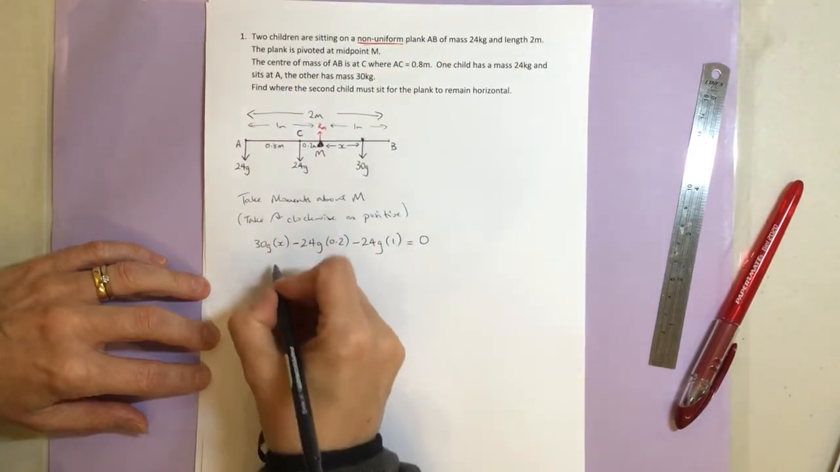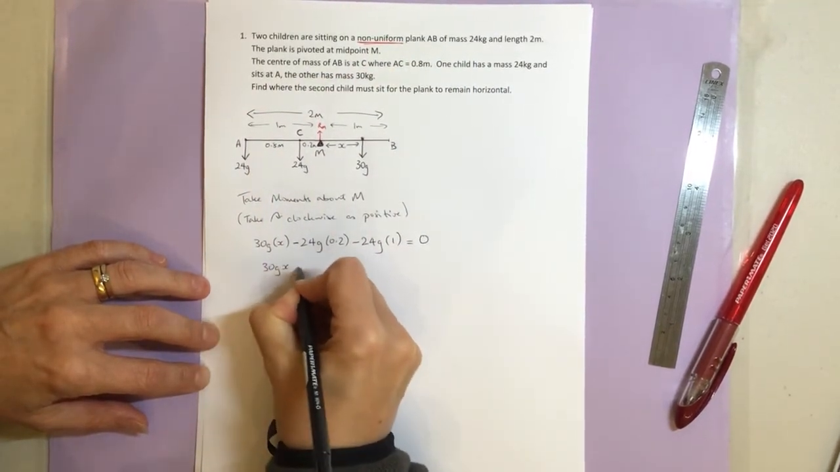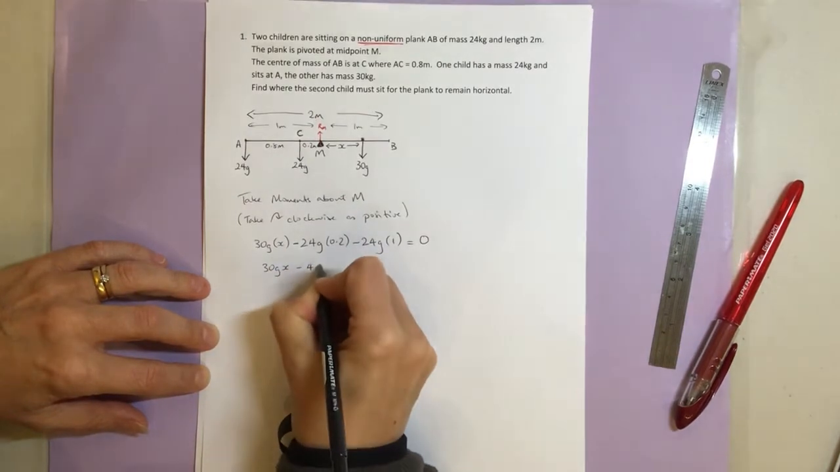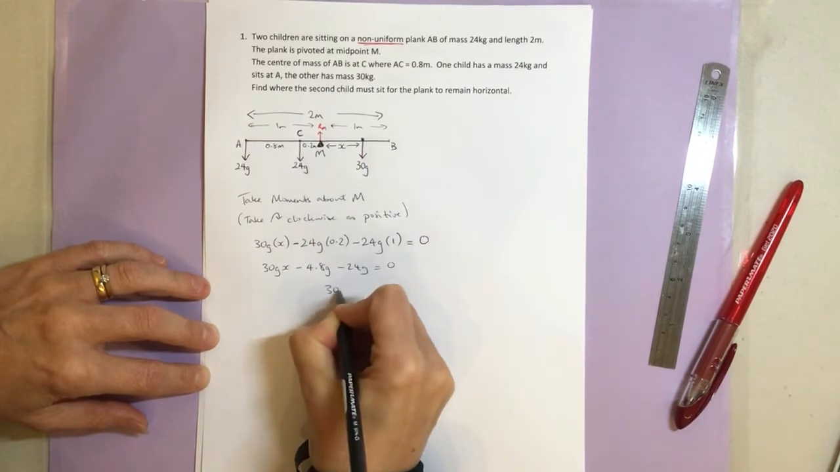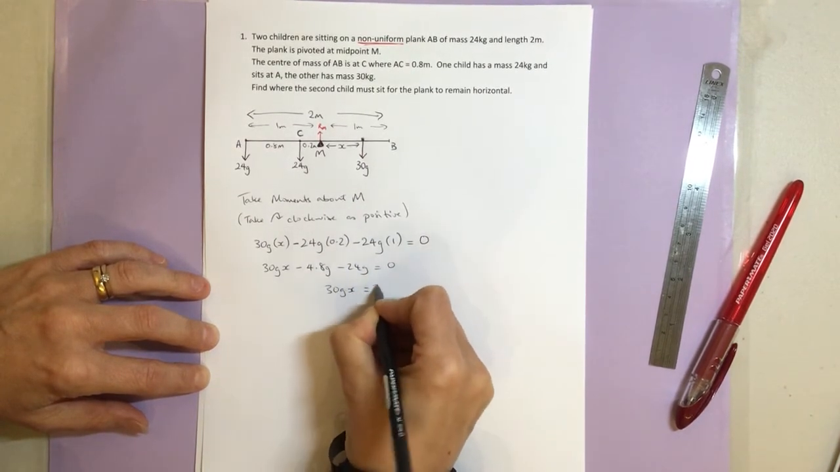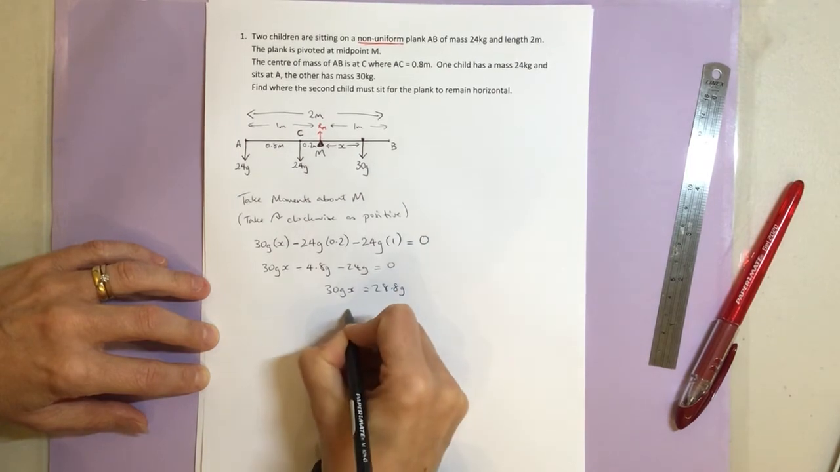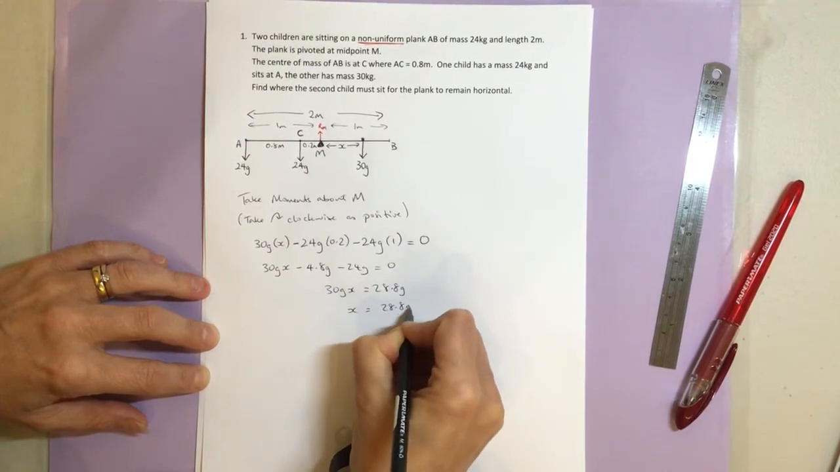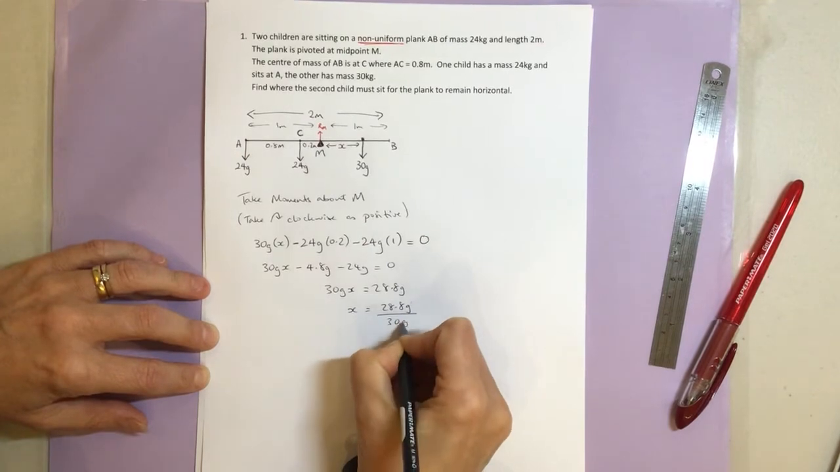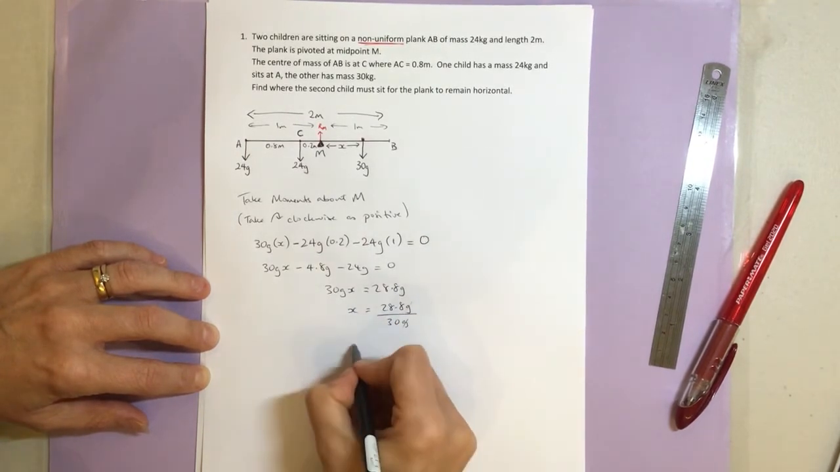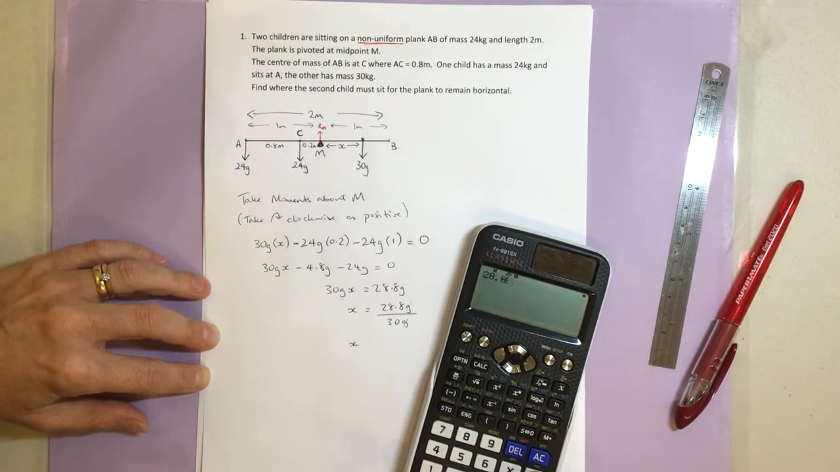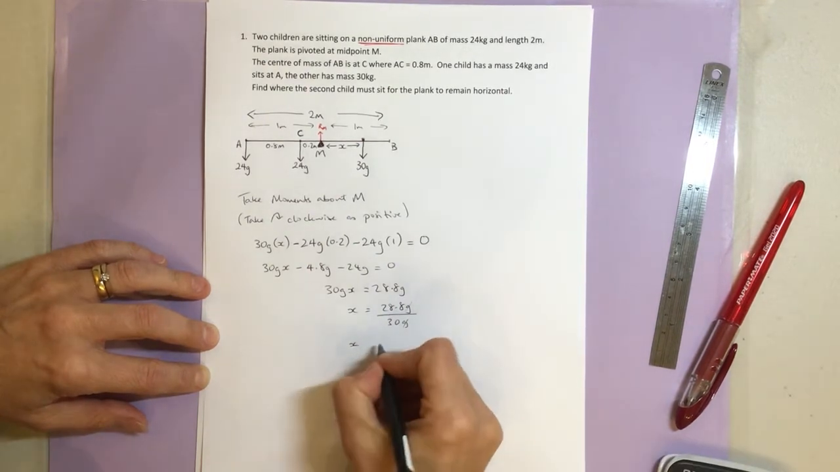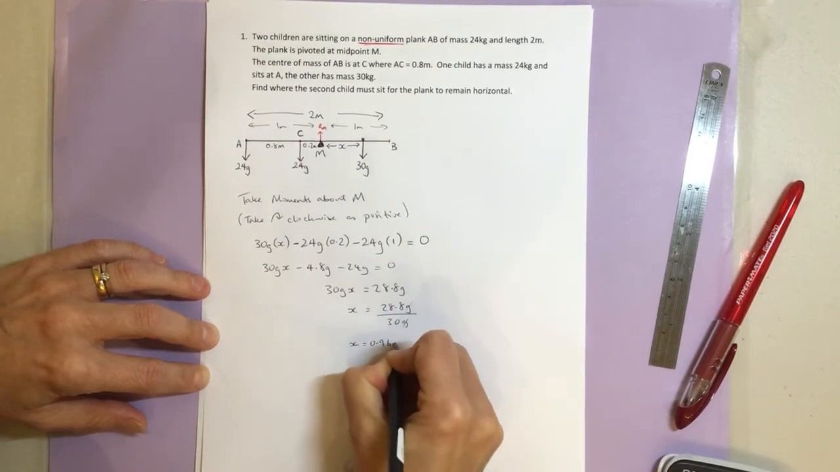So there's our equation. Let's just sort through this. So 30gx minus 4.8g minus 24g is 0. So 30gx is going to give me 28.8g. So x is going to be my 28.8g over my 30g. Those g's will cancel, and that's going to give me 28.8 divided by 30, 0.96. So x is 0.96 metres.